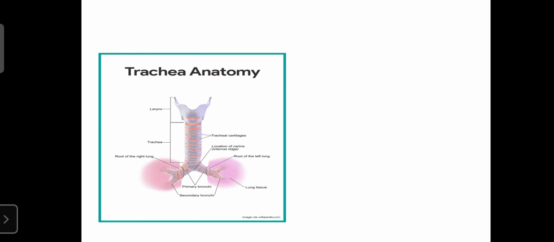So next one is the trachea. The trachea is also known as the windpipe. It is just one pipe between the larynx and bronchi. This is helpful for the movement of air, or passage of air, or transport of air from larynx to the bronchi. Regarding size, it is 10 to 12 centimeters in length.